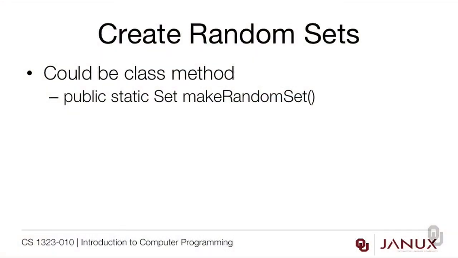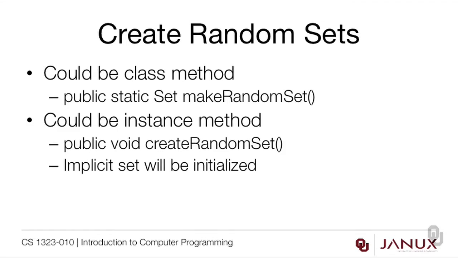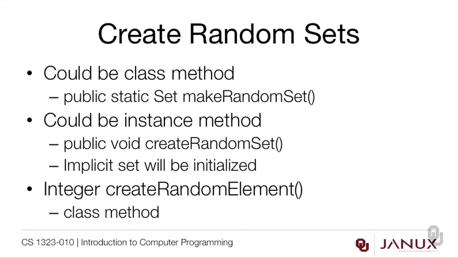Now this could be a class method. For example, public static set make random set would be one possibility. It also could be an instance method. So that would look like public void create random set. Notice here the implicit object is the one that will be initialized. We also need to have create random element. That will be a class method because it doesn't require a set object of any type.